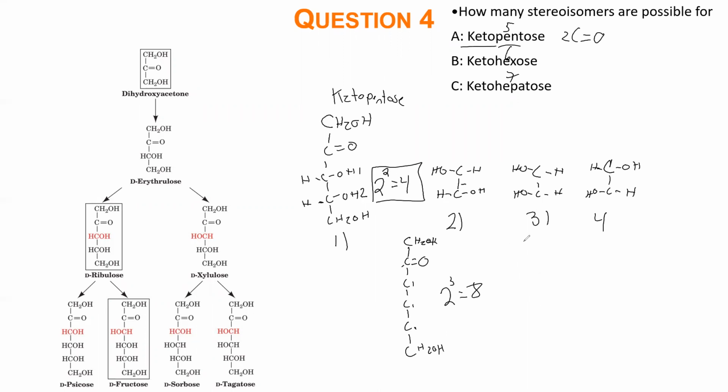And a ketoheptose would have 1, 2, 3, 4, 5, 6, 7 carbons. Ketone, second carbon, carbonyl, carbon 1 not chiral, carbon 7 not chiral. So we have 1, 2, 3, 4 chiral carbons. Our number of stereoisomers is 2 raised to the power of the chiral carbons. So 2 raised to the power of 4, 16 different possibilities with the ketoheptose. 16 different stereoisomers.